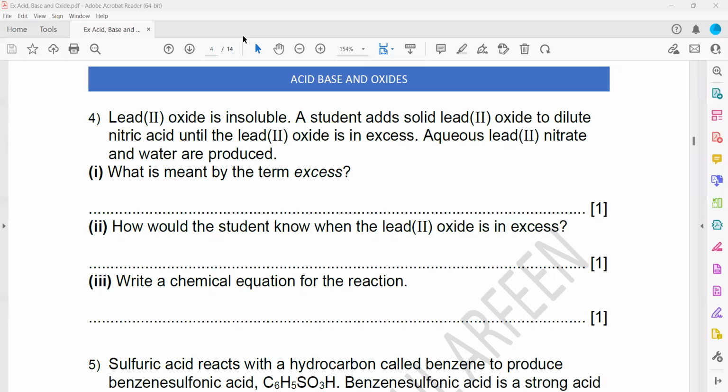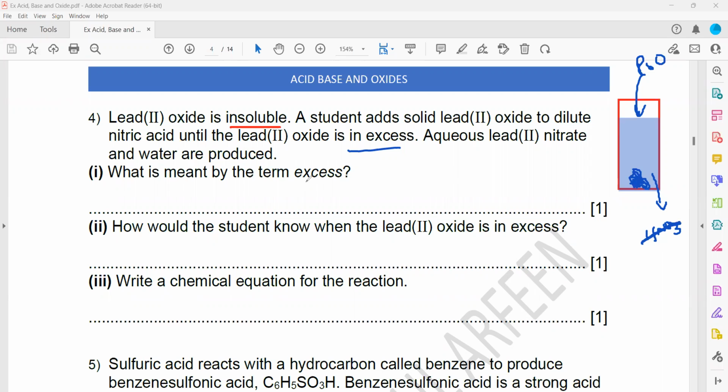The next question: lead 2 oxide is insoluble, meaning it cannot dissolve in water. A student adds solid lead 2 oxide to nitric acid until the lead oxide is in excess. So the student has nitric acid, which is HNO3, and is adding lead oxide in excess until no more lead oxide will dissolve. When no more lead oxide will dissolve, all the nitric acid has reacted.